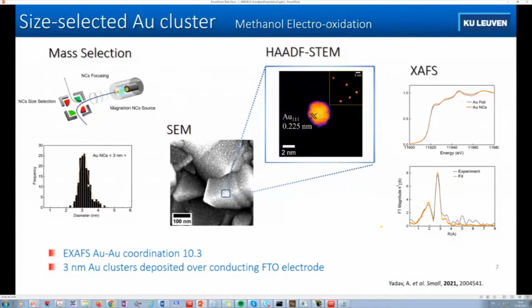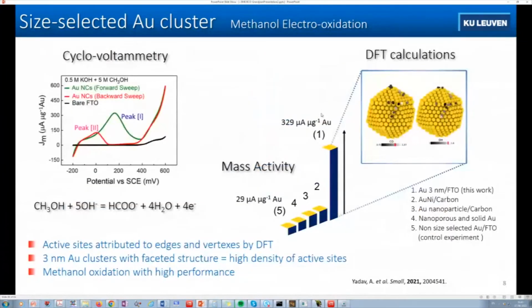So you see, you can make this. You deposit onto this electrode. This is FTO, fluorine-doped tin oxide, and you see the small clusters everywhere. You can control how many you want, if you want high loading or low. And then this is the high resolution aberration corrected STEM. So you can really see the structure. You see even the atoms, and can almost see even the shape, the crystalline structure. You see probably some facets.